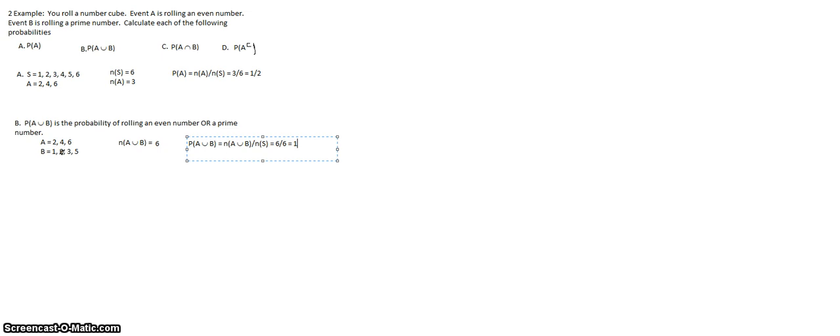So what this all means is that for the union, if I were to roll an even number or if I were to roll a prime number, the chances of me getting that is every single time. In other words, 100% of the time, I'm either going to roll something in the A set or something in the B set. I'm going to let you try C on your own.